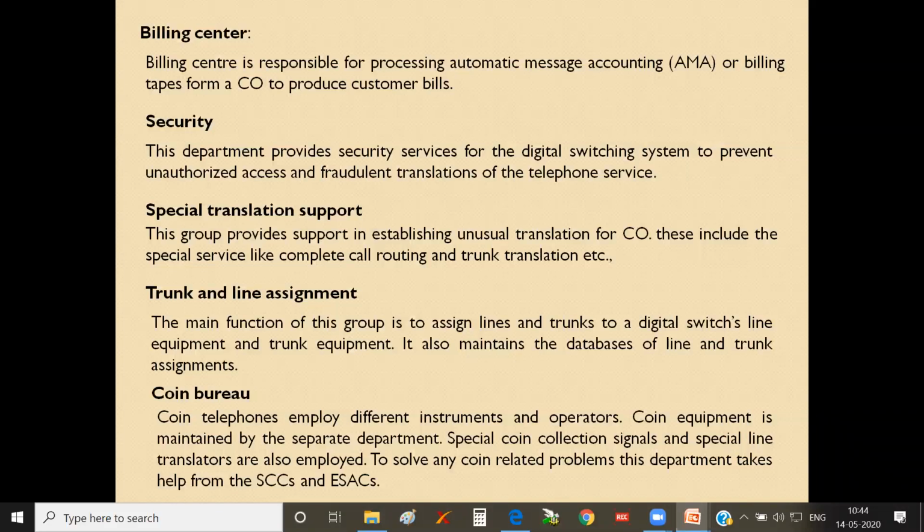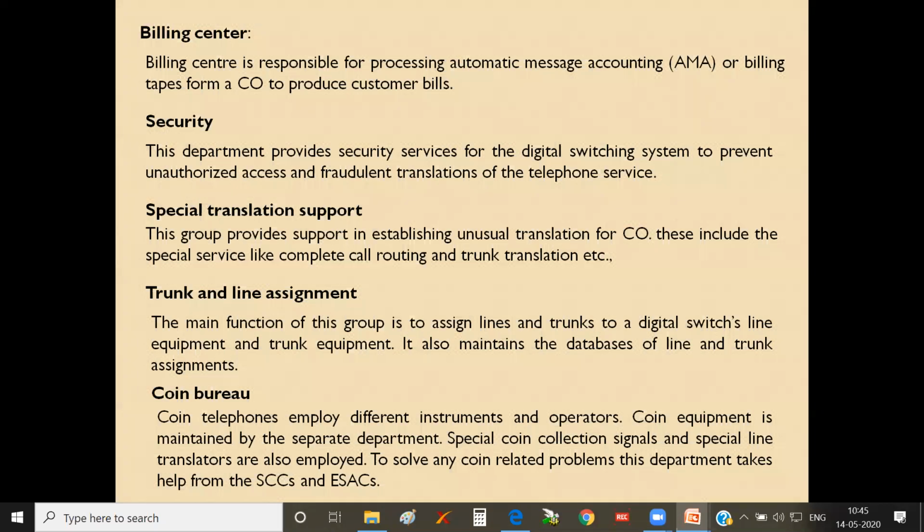Say for example your Google Classroom acts as a database where the DSS of 6th A is having 42 students. Now that particular classroom acts as what? A database, where all assignments are there. I'm going to assign assignments 1, 2, 3. You are writing some assignments and you are going to paste them there. Then the whole information is available in the database. Here also, it will assign lines and trunks to a digital line equipment, and also provides what? The databases. It also maintains the databases of line and trunk assignments.